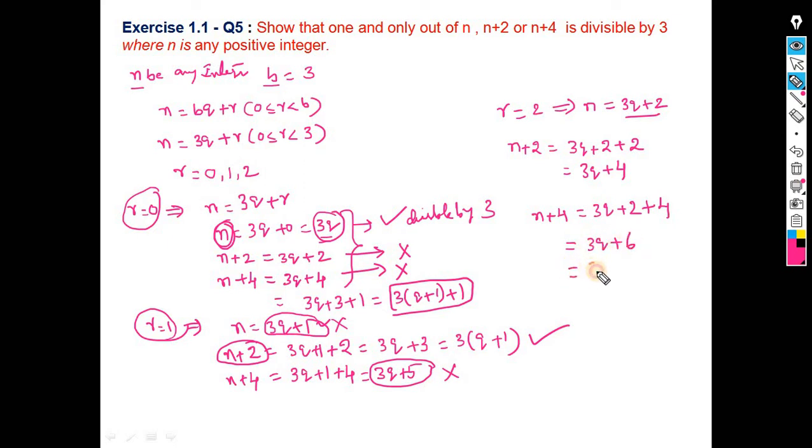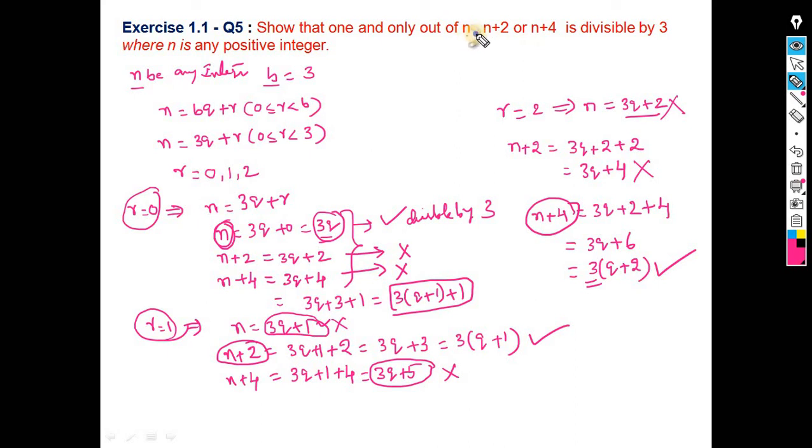You can take 3 out from this, 3 into q plus 2, and if you look at it, this is divisible by 3. That means here you are able to divide this n plus 4 value when the r value is 2, and 3q plus 4 is not divisible by 3, and this is also not divisible by 3. So if you see in all the cases, one and only one out of these 3 is divisible.